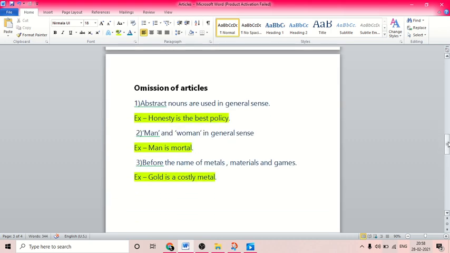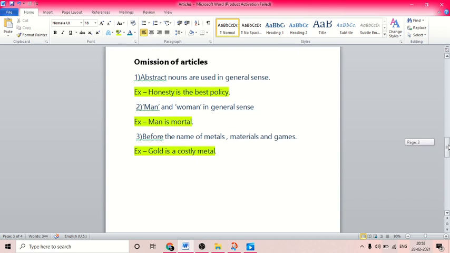Now let's move to the omission of articles. There are certain situations when we don't use any article. First, abstract nouns used in a general sense. Honesty is the best policy. Here we don't use the honesty. Second one, man and woman in a general sense. Man is mortal. Third one, before the names of metals, materials and games. Gold is a costly metal. Here we don't use the gold. It is simply used as: gold is a costly metal.